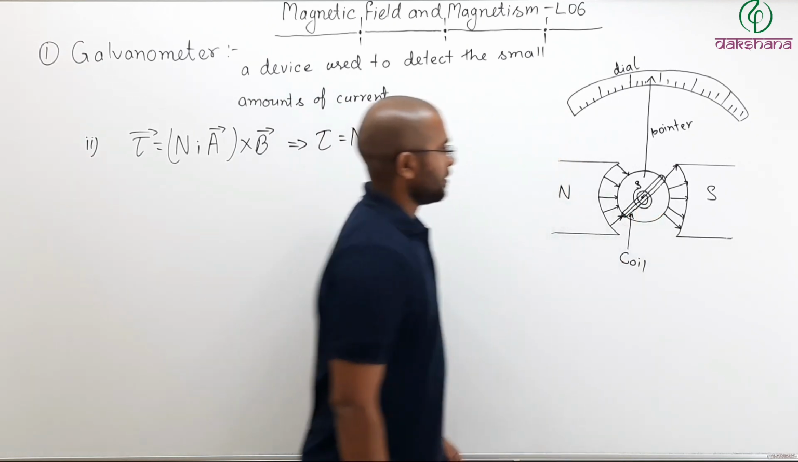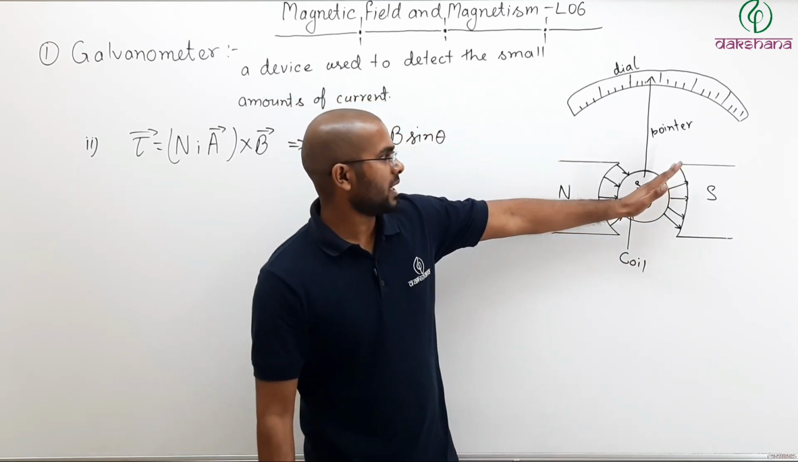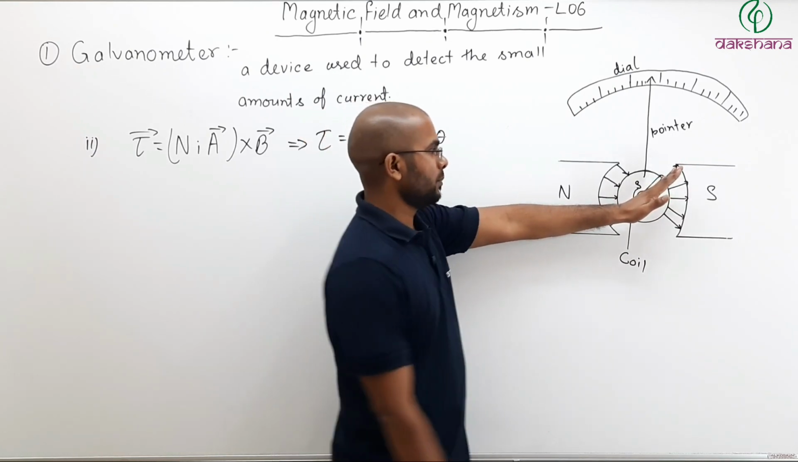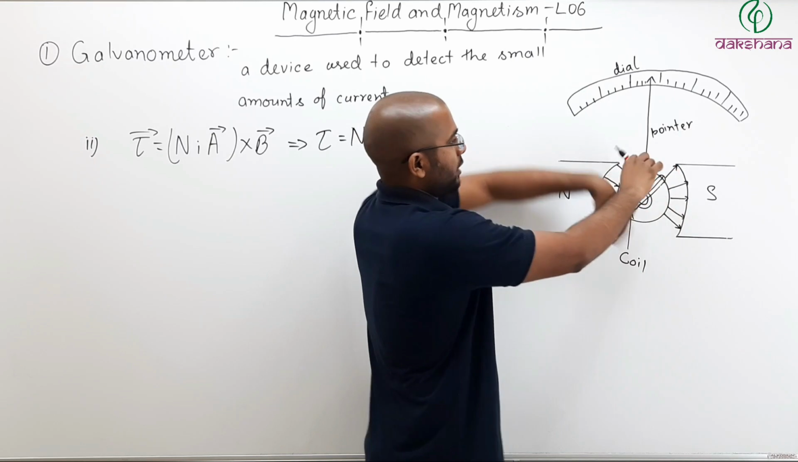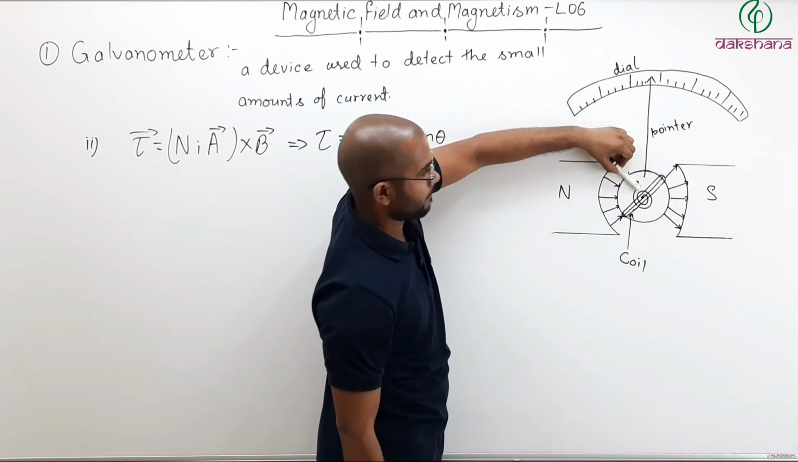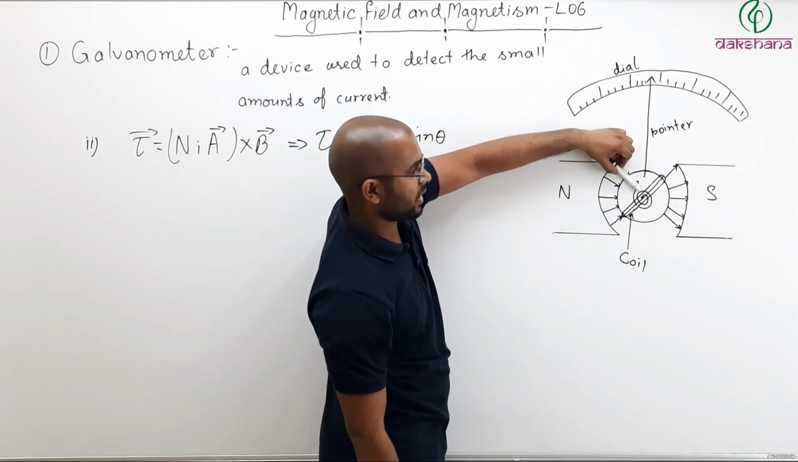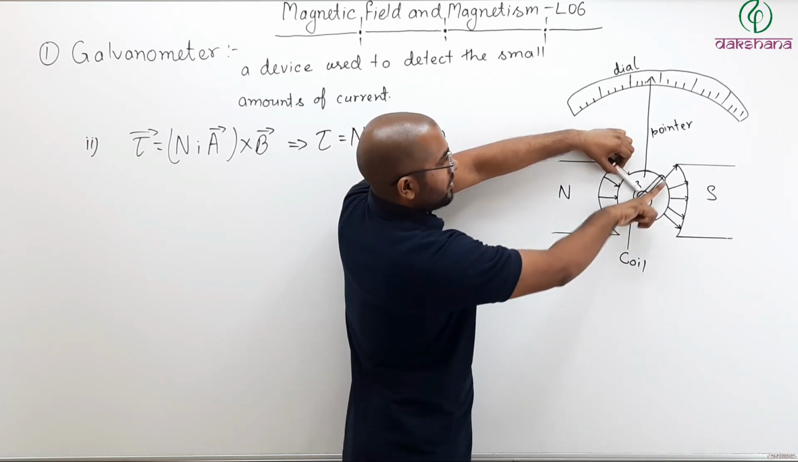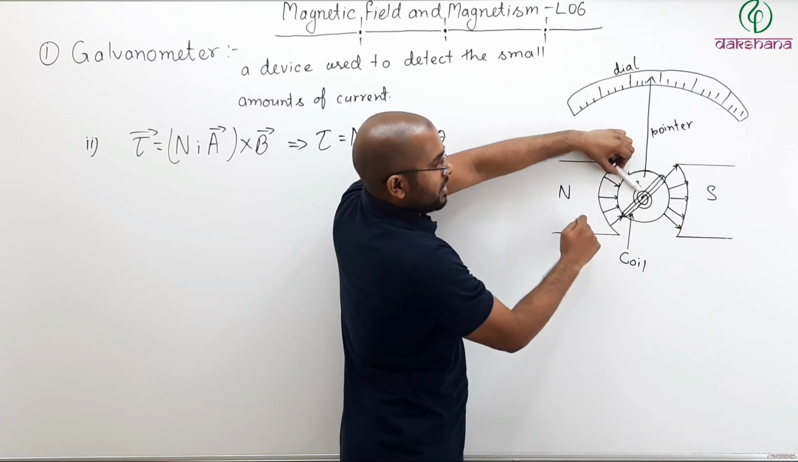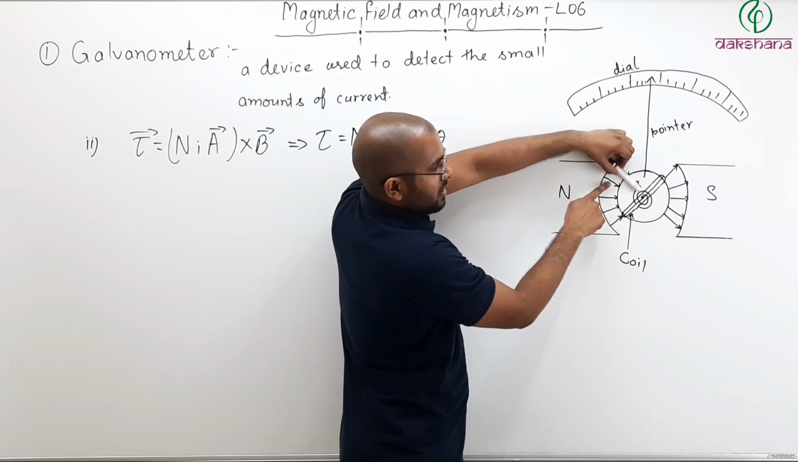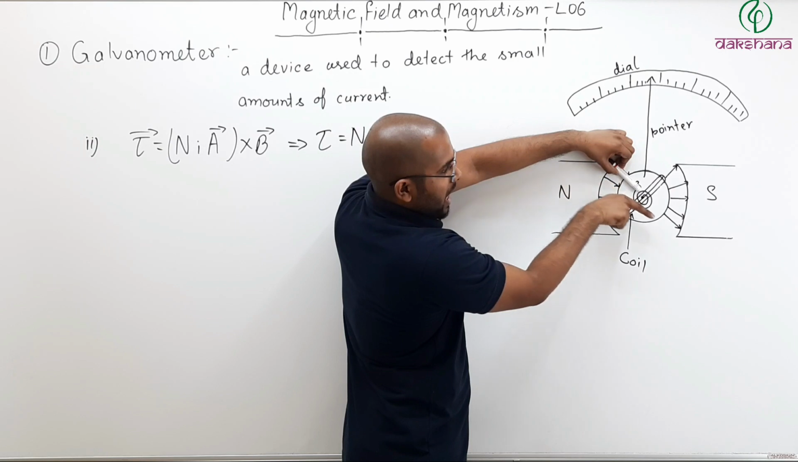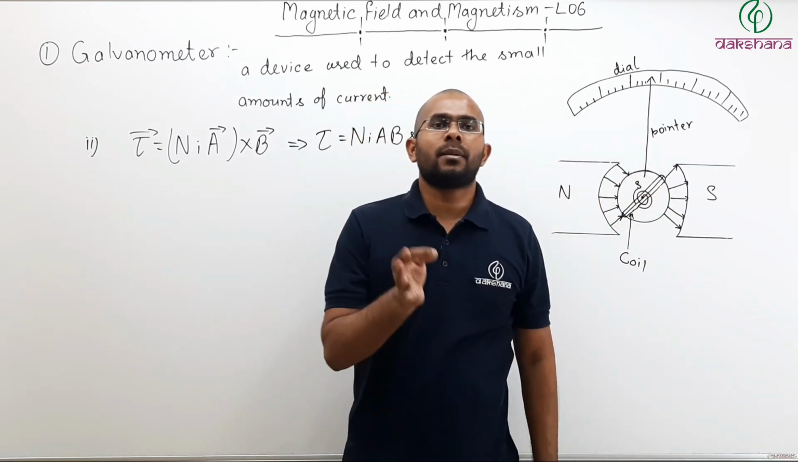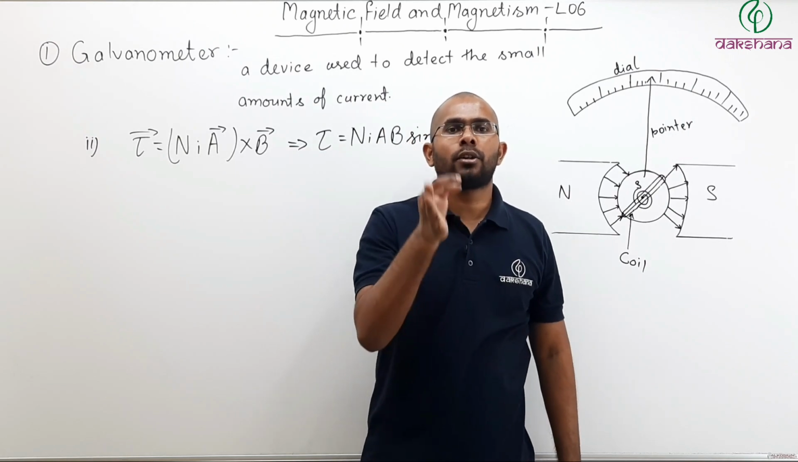Now if you observe here, this is the plane of the loop, and then this will be your area vector like this. And if this is the area vector, see here, only this field is making 90 degrees. What about this field? This field will pass through your loop, but that field will not apply any torque on your loop.